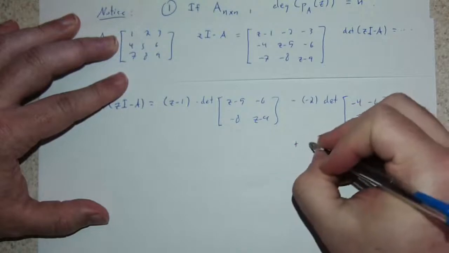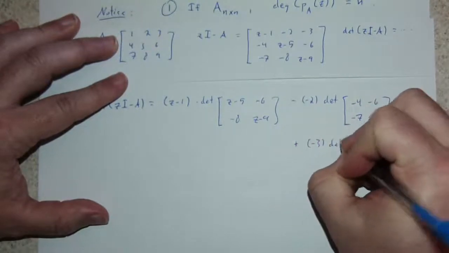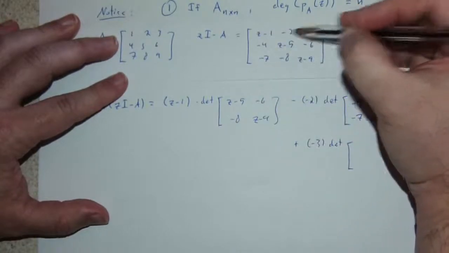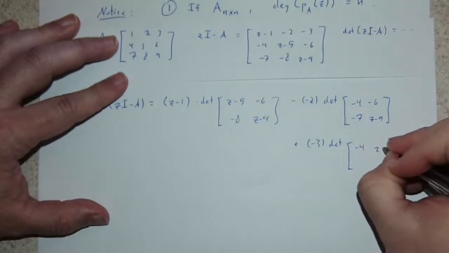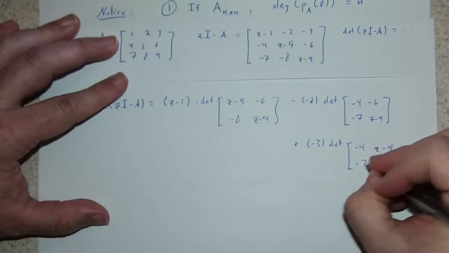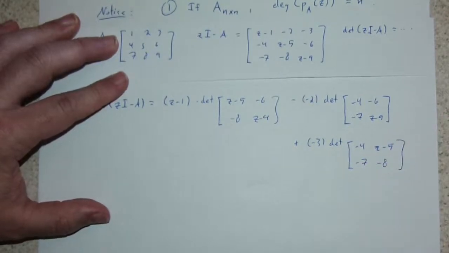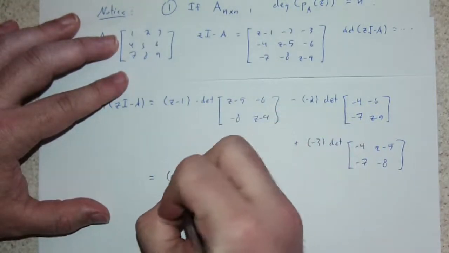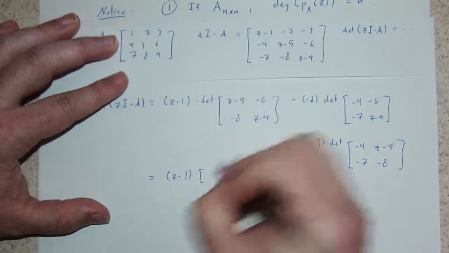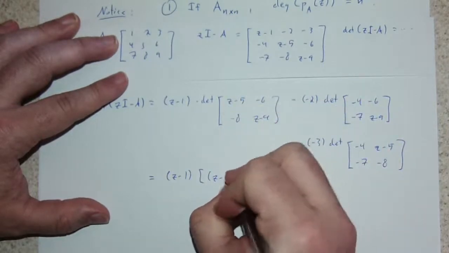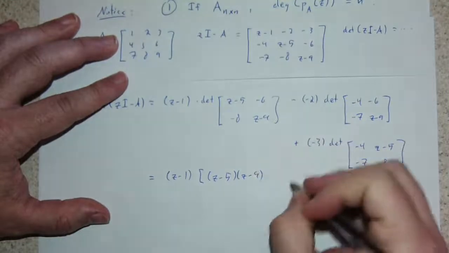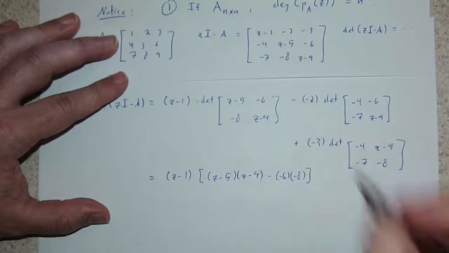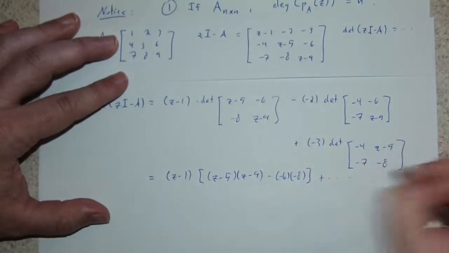Okay, plus minus 3 times the determinant. Again, submatrix here, I've deleted top row and last column. So this is minus 4, z minus 5, minus 7, minus 8. Okay, so the point, I'm not going to go through all this, I'm just going to do the first term. So the first term would be z minus 1 times this determinant, which would be z minus 5, z minus 9, minus 6 times minus 8, because we know how to compute determinants of 2 by 2s, plus some other stuff.